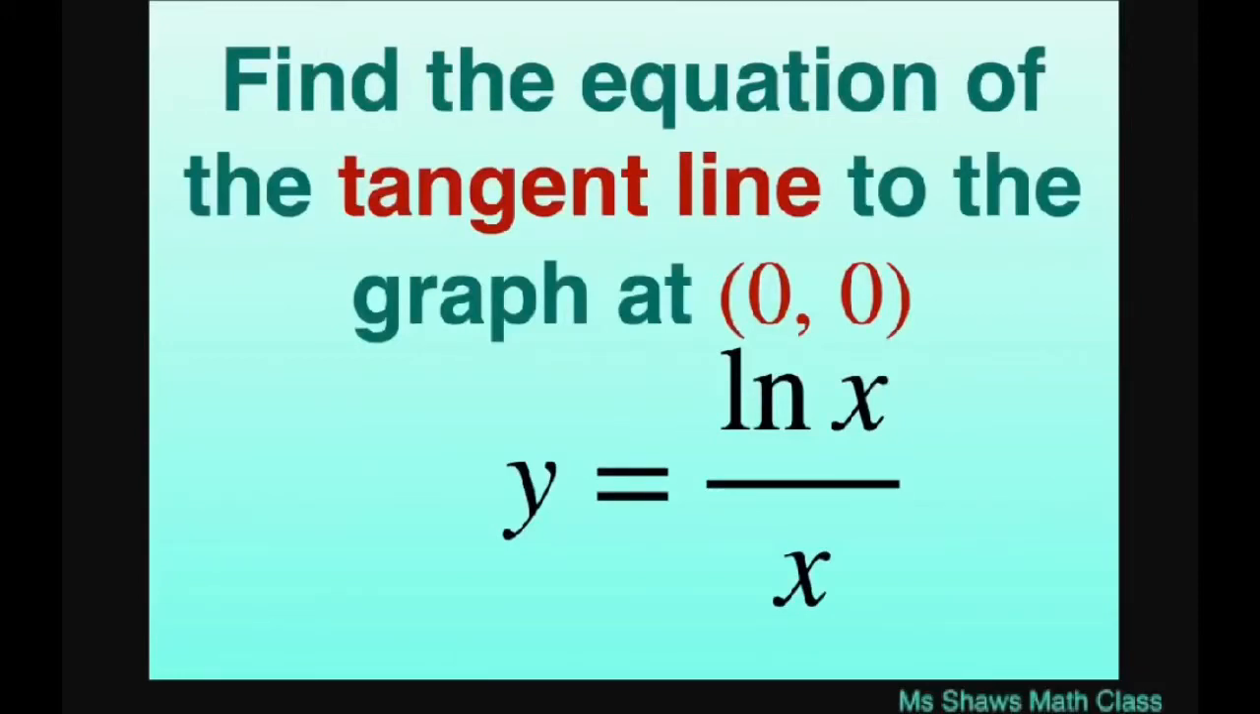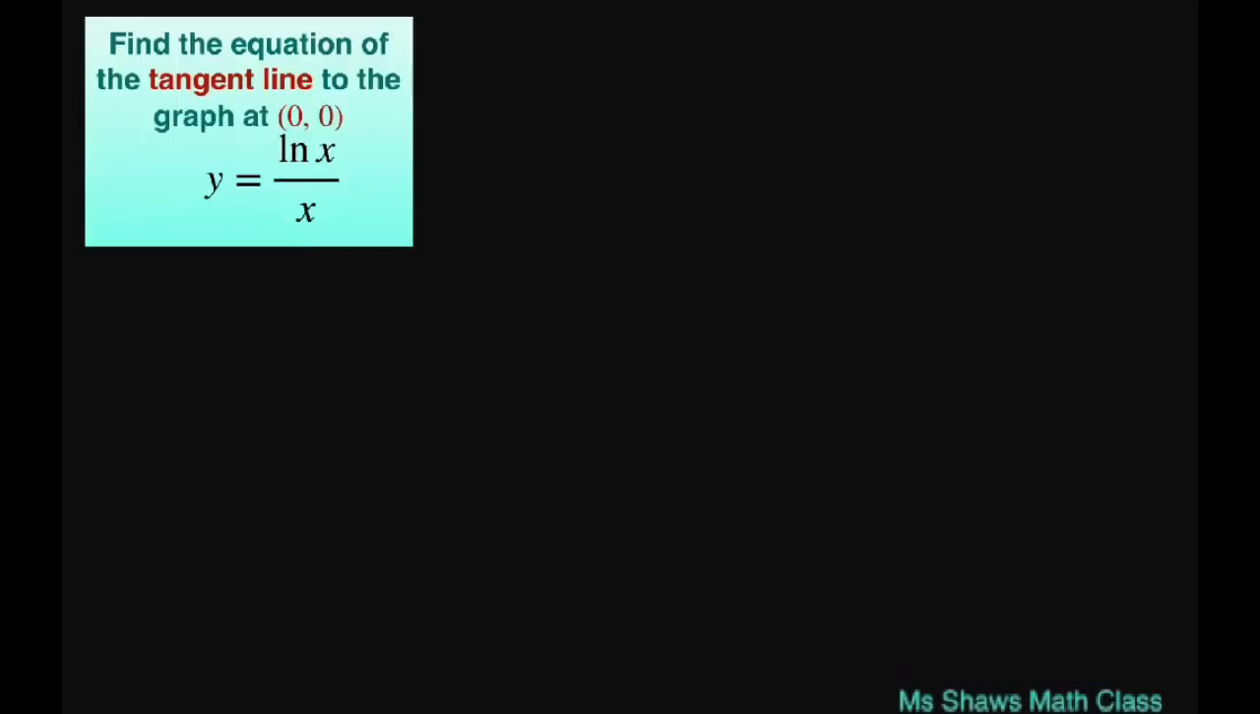Everyone, we're going to find the equation of the tangent line to the graph y equals ln of x divided by x at (0, 0). So first, let's find the derivative to find the slope. If we do that, y prime equals, we're going to use the quotient rule.